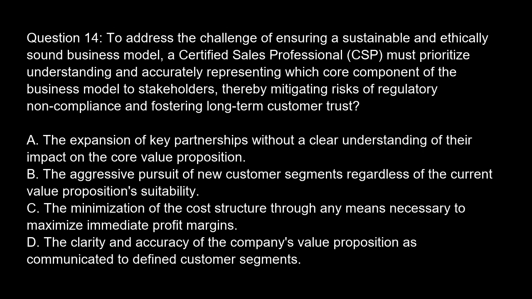Option A, the expansion of key partnerships without a clear understanding of their impact on the core value proposition. Option B, the aggressive pursuit of new customer segments regardless of the current value proposition suitability. Option C, the minimization of the cost structure through any means necessary to maximize immediate profit margins. Option D, the clarity and accuracy of the company's value proposition as communicated to defined customer segments.